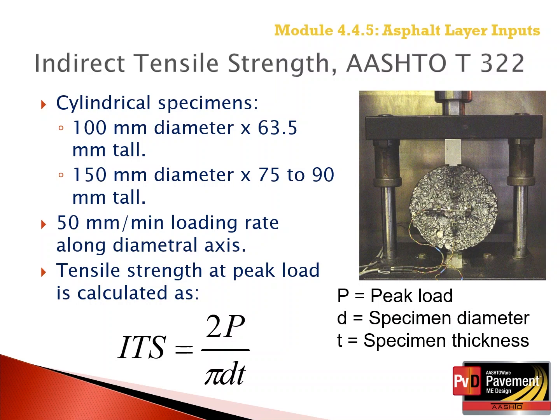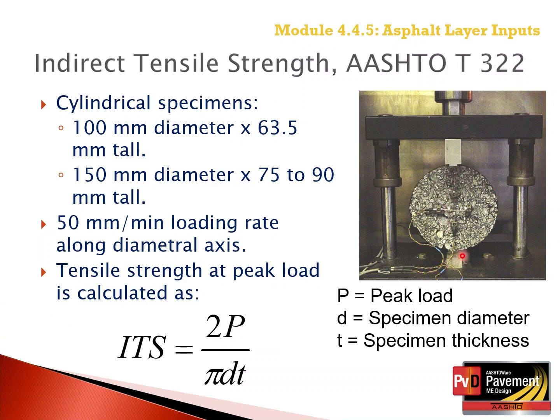The indirect tensile strength of the asphalt wearing surface is determined in accordance with AASHTO T322, as mentioned on the previous slide. This slide also shows typical details of the test specimen geometry, in other words, the height as well as the diameter of the test specimen. A 50 millimeter per minute loading rate is used in applying the load along the diametral axis.